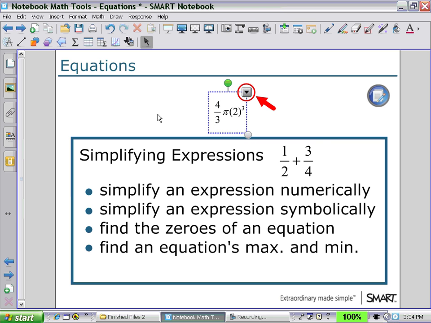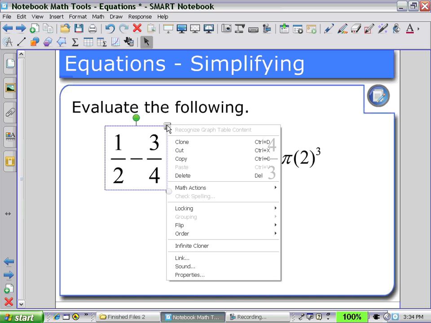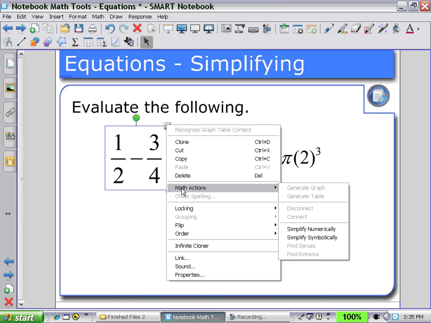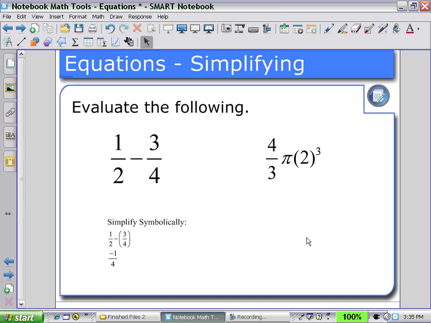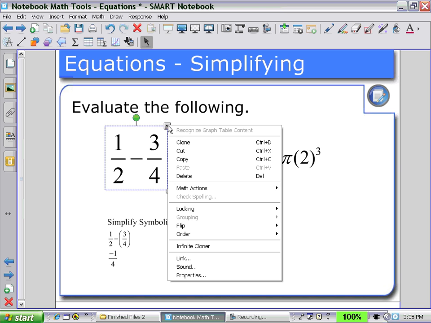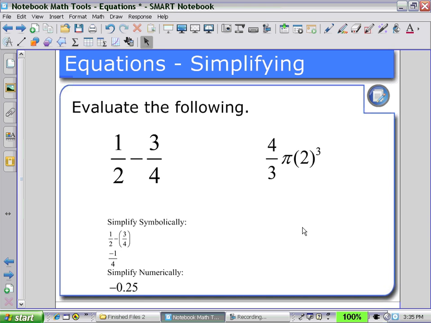For example, if I had to evaluate the following expressions, I would select the expression, use my math actions, and simplify symbolically so that I can see the steps. If I select the math actions to simplify numerically, I will be given an answer as a decimal number.